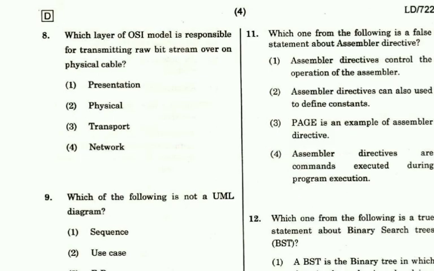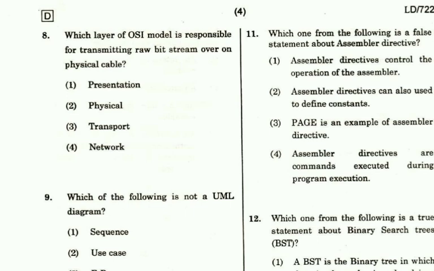Which layer of OSI model is responsible for transmitting raw bit streams over a physical cable? So here raw bits are transmitted through the wired or wireless connection using the physical layer. The physical layer is responsible for transmitting raw bits. Raw bits means the binary bits, zeros and ones, over a physical medium like cables or wireless signals. Other layers handle logical addressing, data transmission and error handling. So here option 2 is the correct answer.